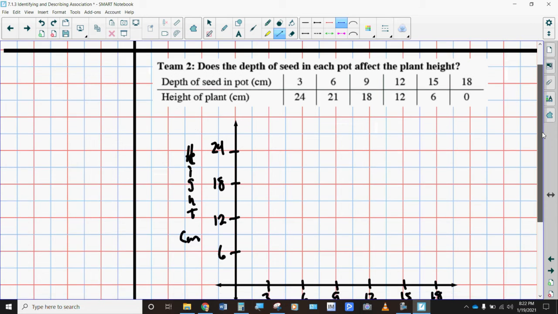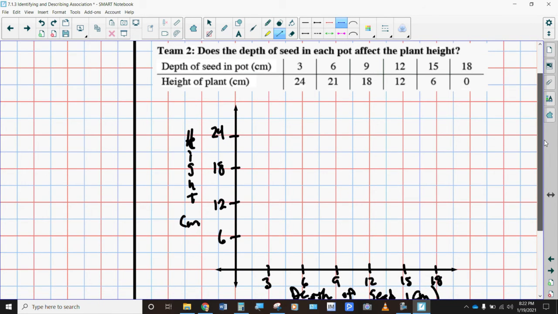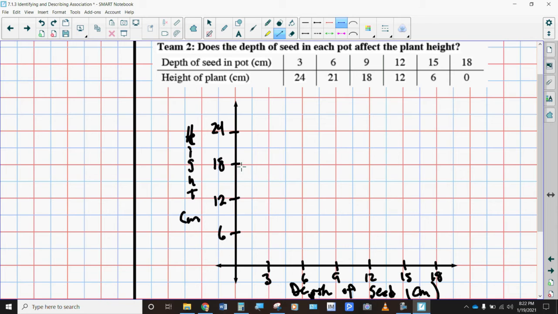So situation number 2 is asking, does the depth of the seed in the plant affect the plant height? So please pause the video, and you can just go ahead and copy down what I've got right here. This is your y-axis, this is your x-axis. This is the depth of the seed in centimeters. This is the height of the plant in centimeters. Put parentheses around that if you want to. And then go ahead and plot these, make a scatter plot, and see if there appears to be an association or a correlation between the data.